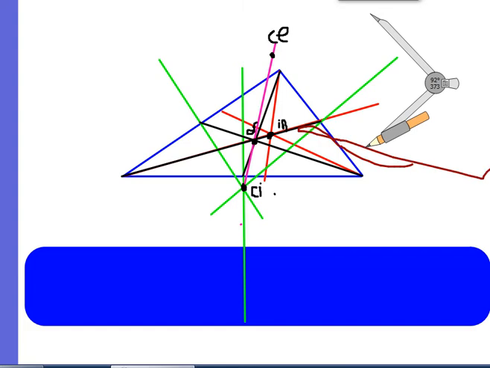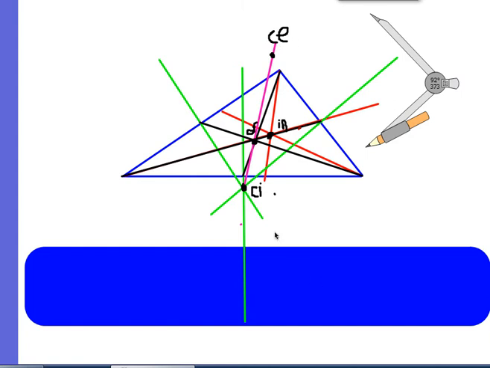But I have the incenter. I have the incenter is the red lines. I have the circumcenter is the green lines. I have the orthocenter is the black line. And then I have the centroid up here up top is the one I had to redo. And it is on up at the top.